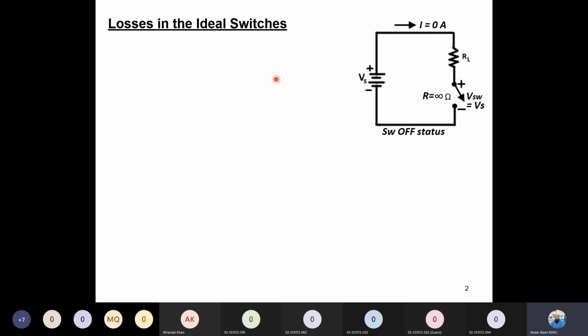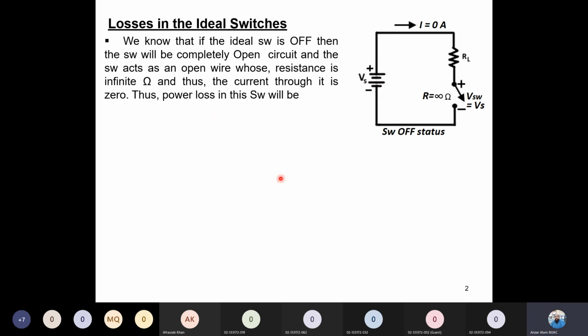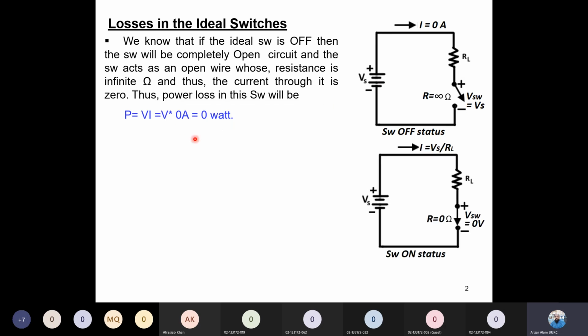If the losses in an ideal switch are not zero, it means it is not ideal. Just for simplicity, in the off state, P is equal to VI. The voltage here is the supply voltage VS, and the current is zero, so the losses will be zero. Losses is just the calculation of the power across the switch. Okay?